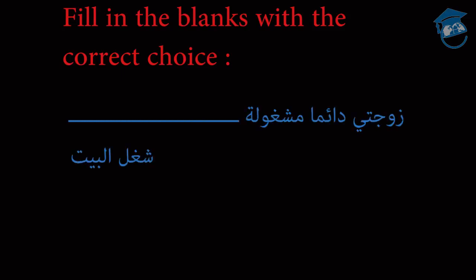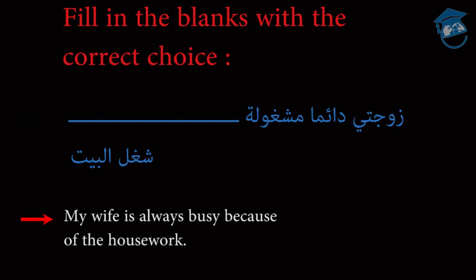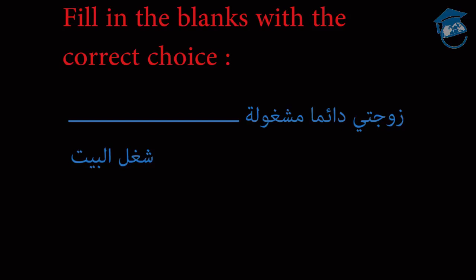Let's try one more. زوجتي دائما مشغولة blank شغل البيت. My wife is always busy because of the housework. I'll read it again in Arabic. زوجتي دائما مشغولة blank شغل البيت. Do you want to use بسبب, لأن, or لي? The correct answer is بسبب. We use بسبب because it's followed by a one-word explanation.